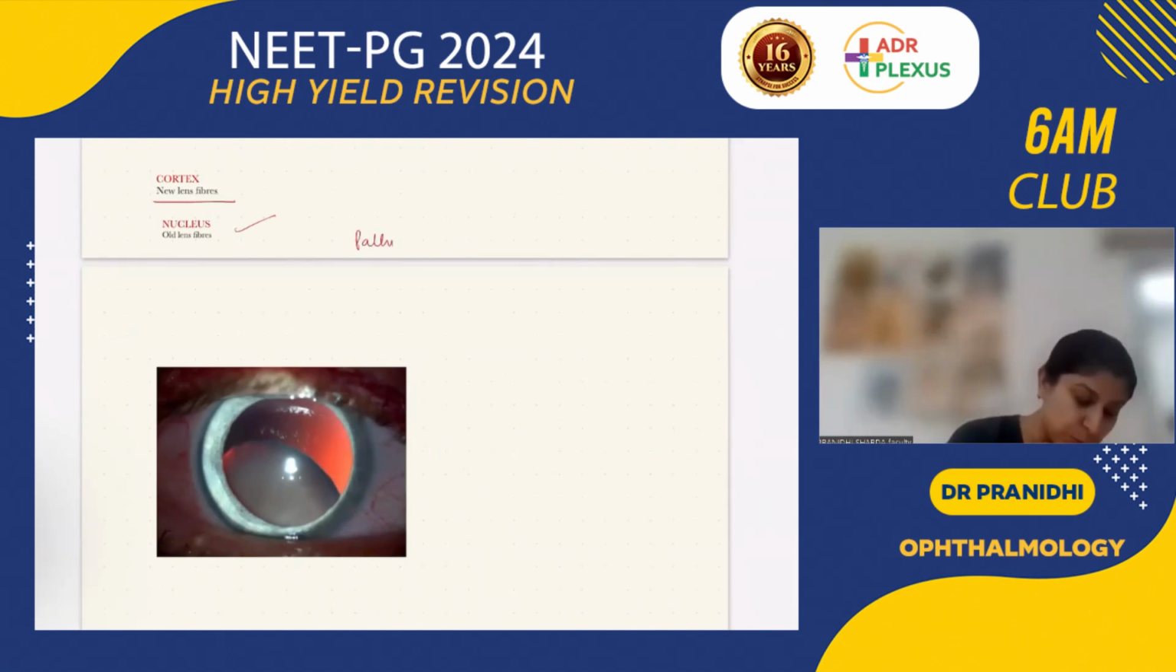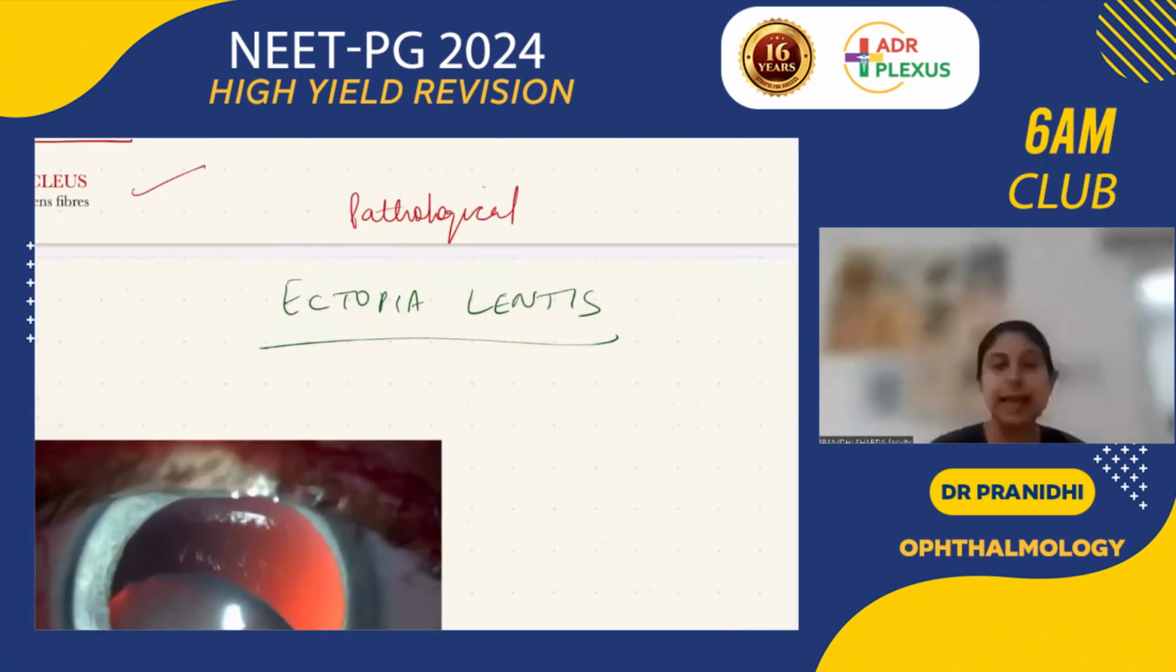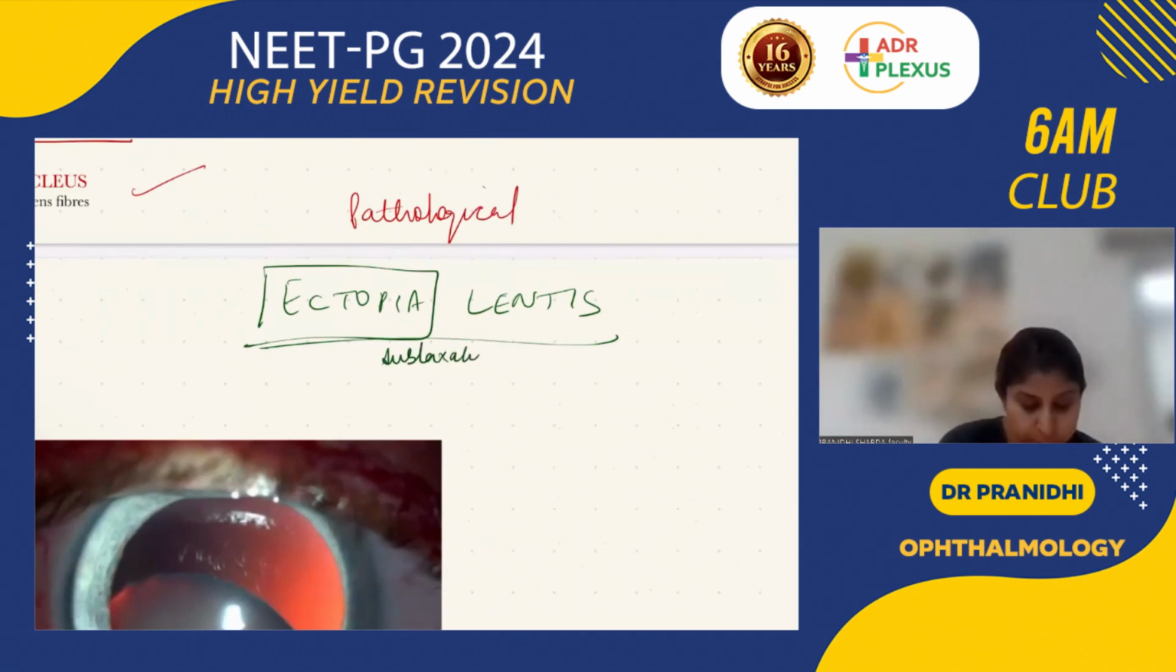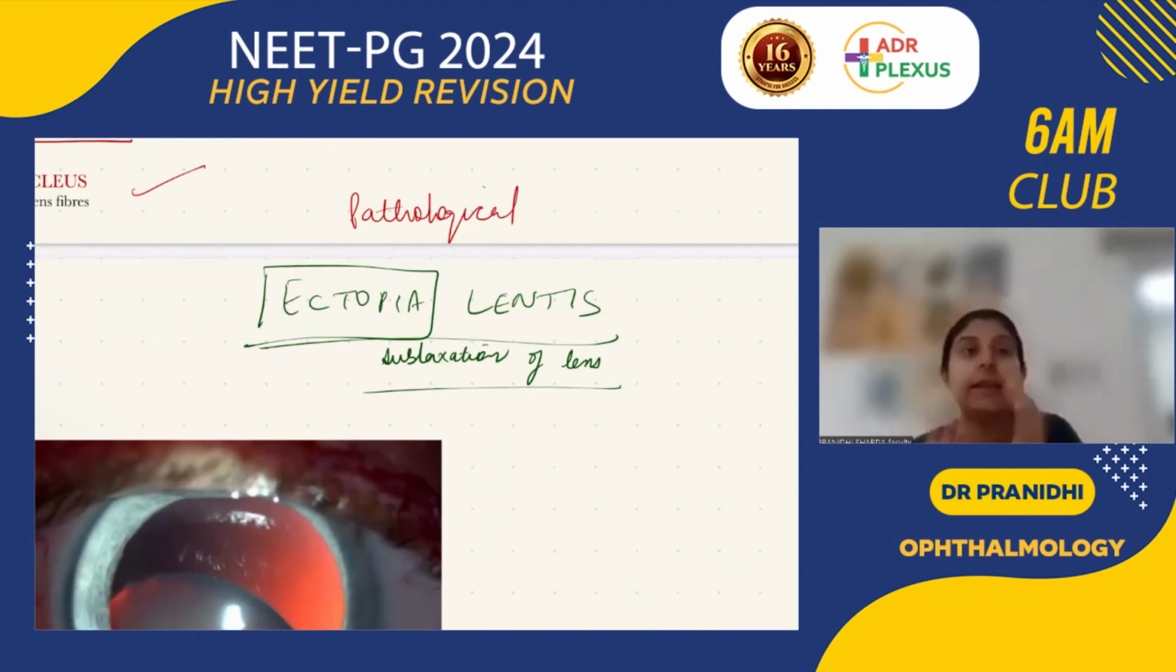So now we will go towards the pathological aspect of the lens. Before coming to cataract, we will come to another topic, that is ectopia lentis. Ectopia lentis is, as the name suggests, basically whenever there is subluxation of the lens, that the lens displaces from its position.